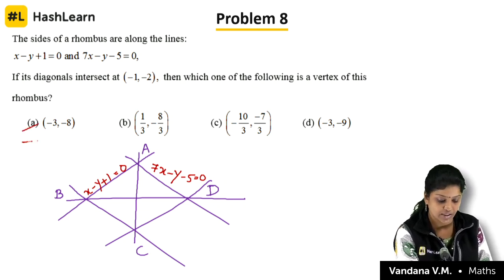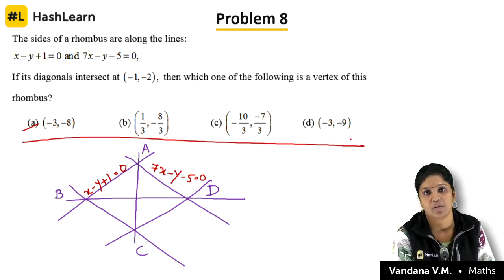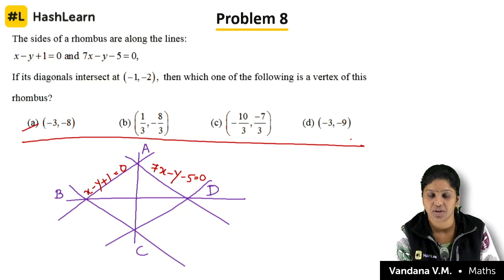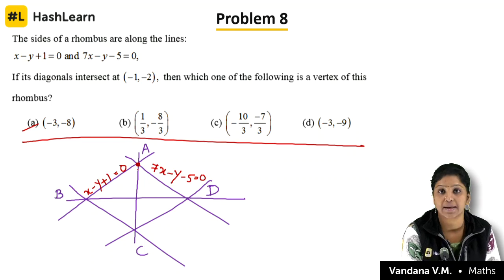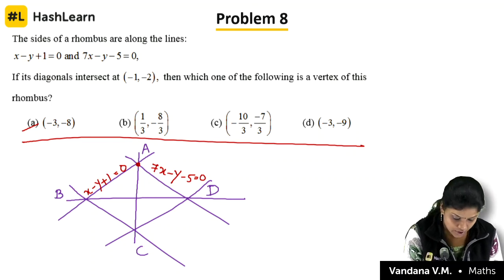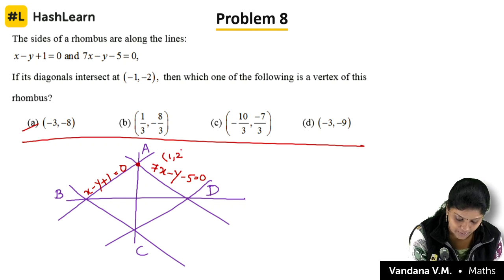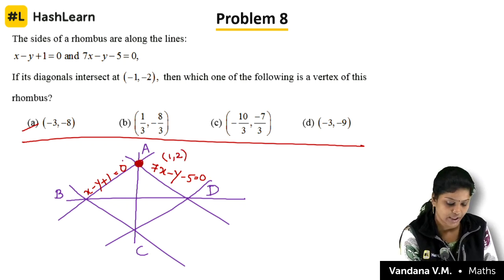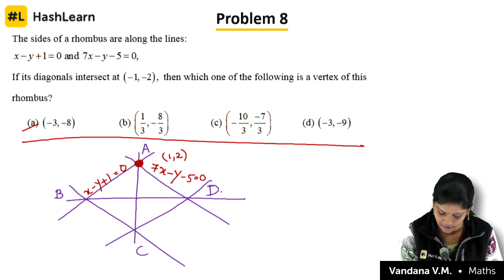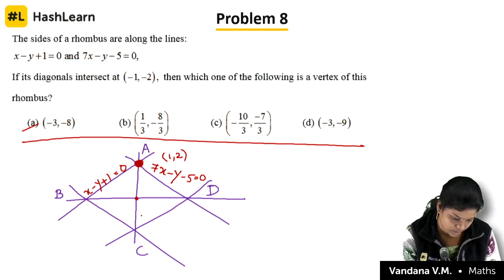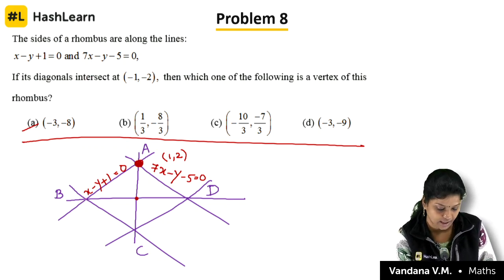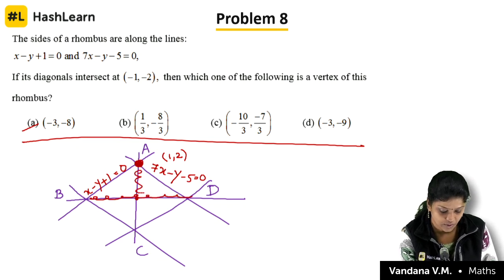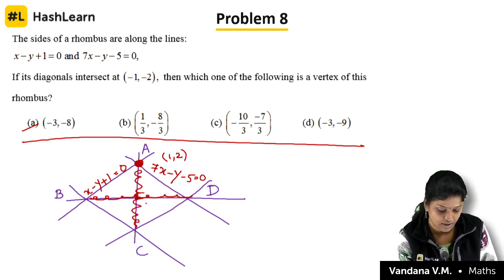Now, I would like to find which one of the following is a vertex. Out of these, which one is the vertex of the rhombus? That is the question. Now, children, these are lines, right? If I solve these two equations, I will get A, isn't it? If I solve, taking these as equations 1 and 2, I will get 1 comma 2. Now, the diagonals intersect at E. This is one diagonal, this is another diagonal. These two diagonals intersect at minus 1 comma minus 2.